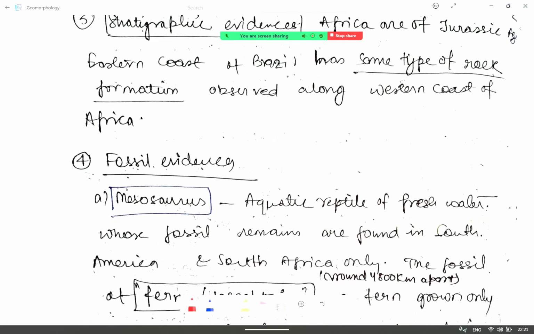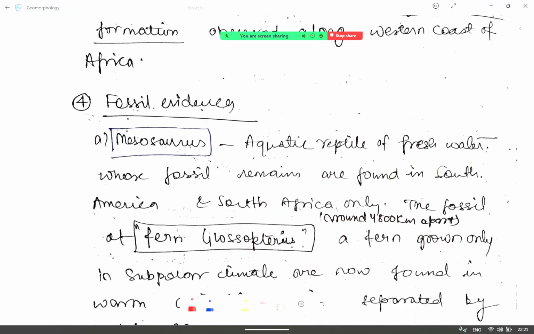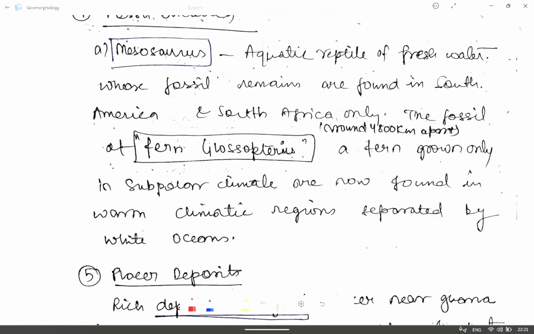Next is fossil evidences. The fossil evidences are two: Mesosaurus and Glossopteris. Mesosaurus was an aquatic reptile of fresh water whose fossil remains are found in South America and South Africa only. The fossils of the fauna Glossopteris, a flora which grows only in the subpolar climate, were separated by a wide ocean.